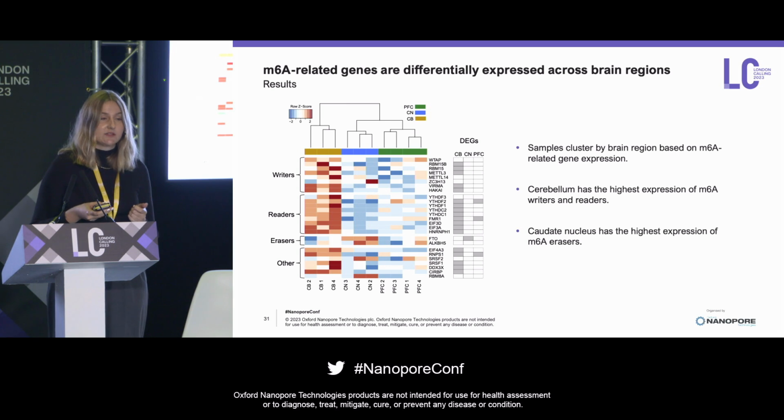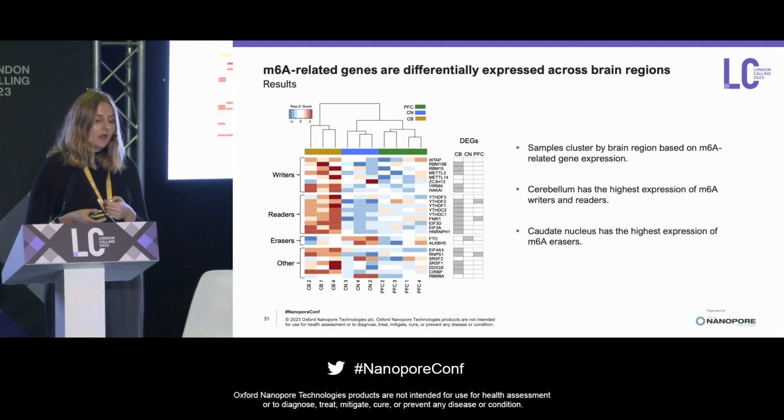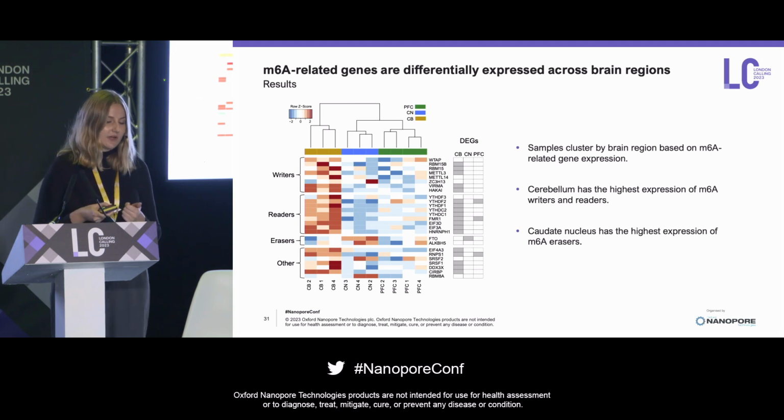This is consistent with our modification results, where we see that the cerebellum has the highest levels of M6A and the highest proportion of modified genes and isoforms. And so this shows that even with direct RNA sequencing, we can detect these different data types, but we can actually see that they're also consistent with each other as well.